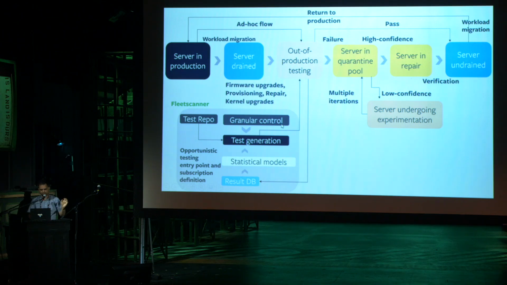The machines go through this out-of-production testing. There are statistical models which feed results from past tests into the new test generation mechanisms. And finally, we aggregate every test that has been run in the past 3 to 4 years into a result database. The retention is significantly long so that we can draw long-term correlations.